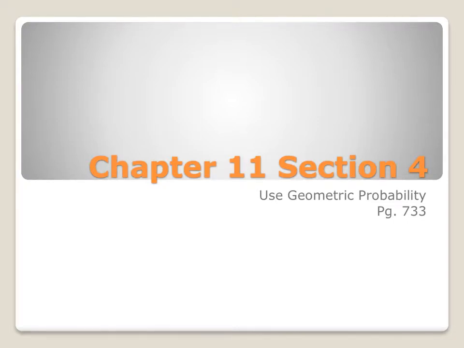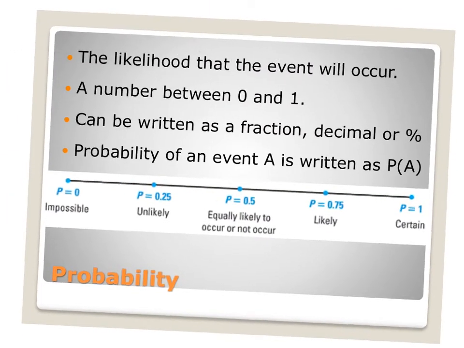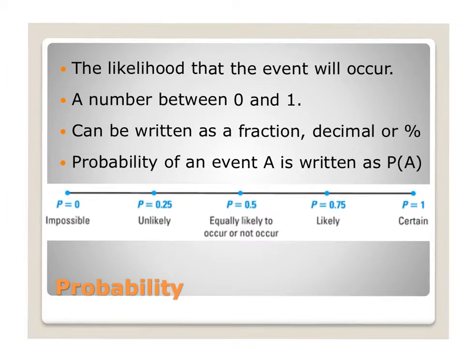Okay, so today we are going to cover probability. We are going to see geometric probability in section 4. So here is what probability is. Geometric probability in general is the likelihood that an event will occur. Probability is usually a number between 0 and 1, and you can write it as a fraction, as a decimal, or as a percent.